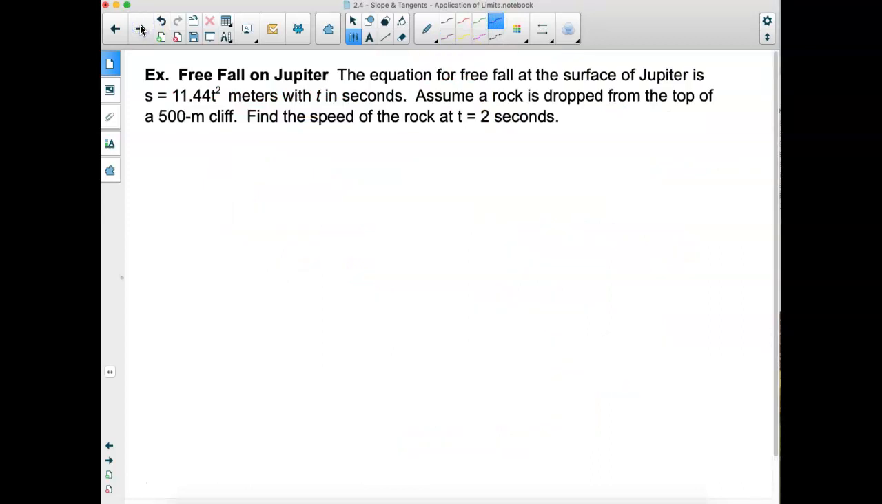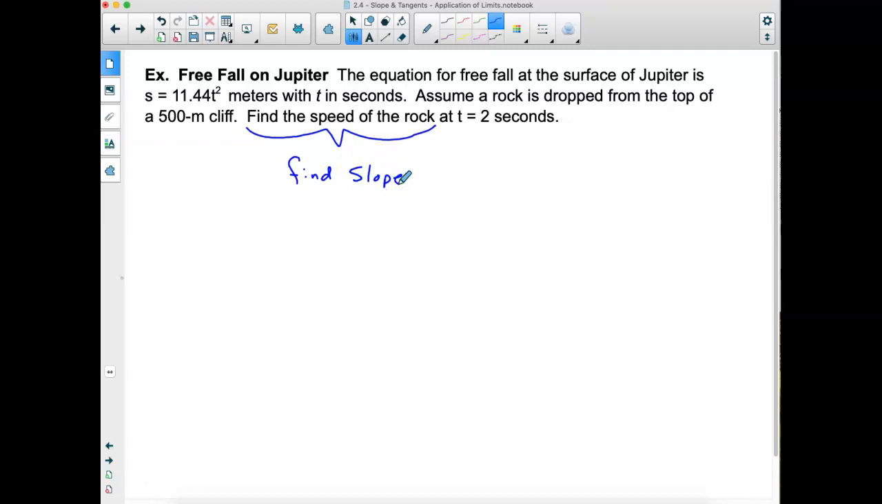We're going to do free fall on Jupiter. The equation for free fall at the surface of Jupiter is S equals 11.44 t squared meters with t in seconds. Assume a rock is dropped from the top of a 500-meter cliff. Find the speed of the rock at t equals 2 seconds, okay? Find the speed of the rock. This really is asking us to find slope.